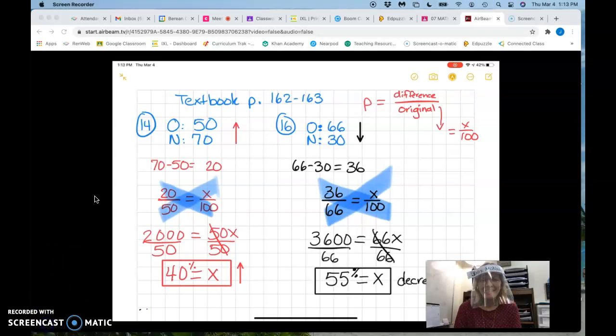Thanks. Okay, so we just finished off number 16. We divided both sides by 66. We got 55%, and we said at the beginning that it was a decrease because we started with 66 and we went down to 30 for our original and our new.